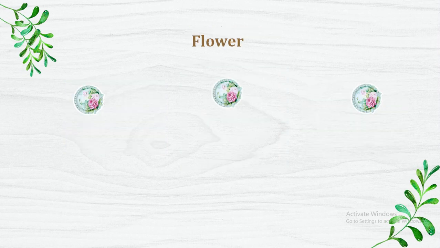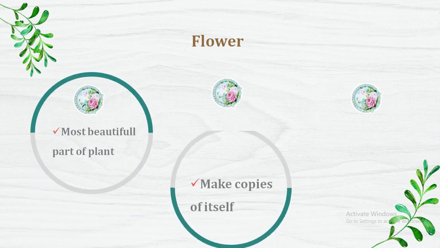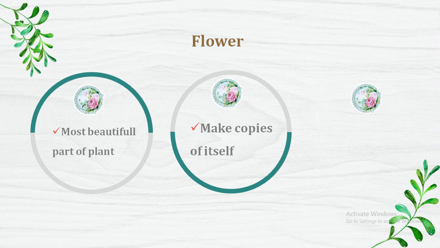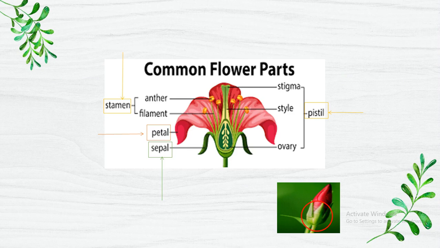So our main focus during this lecture will be on the flower and its structure. It is the most beautiful part of the plant. It also makes copies of itself, and insects get their food from it. Let's look more closely at the structure of the flower. As you can see, there are different parts of the flower. So we will discuss each part one by one here.